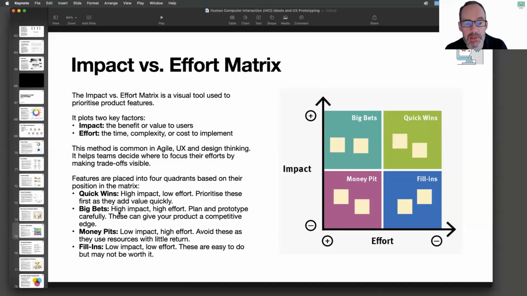The next one, big bets. These are high impact, but high effort. It's going to be really good, but we're going to have to work really hard on this. The next one, money pits. So they're low impact and high effort. And then the last one, the fill-ins. These are easy to do, but they might not be worth it. Low effort, low impact. So you see the way we can start to categorize our potential features or our tasks.